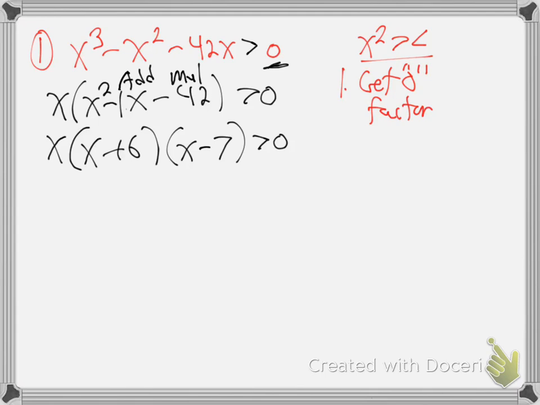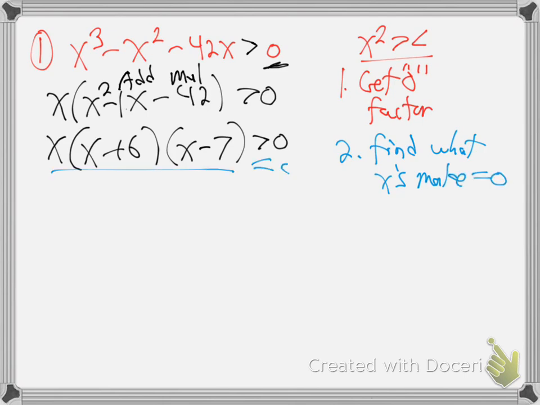Step 2, find what x's make it equal 0. So what makes this equal 0? So if we change to equals for a minute, because really basically at this point we want to graph this. We want to graph this, call this y equals, and graph it. That's the game plan, graph that thing.